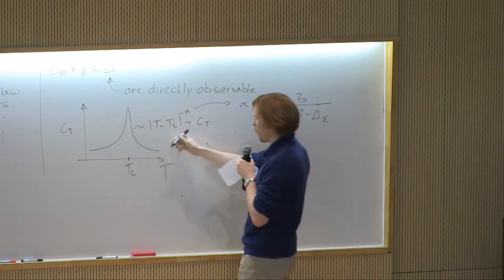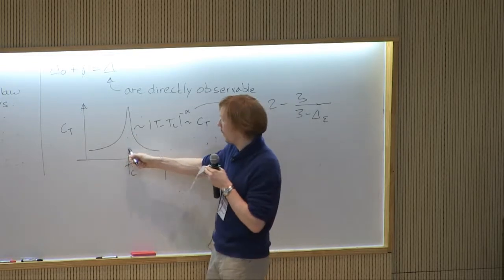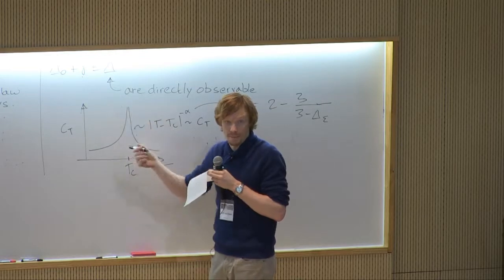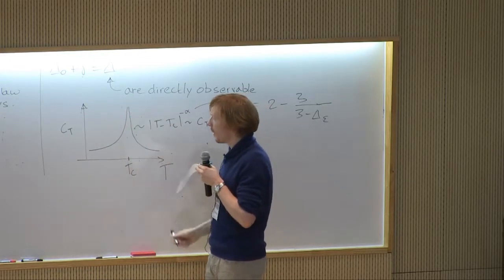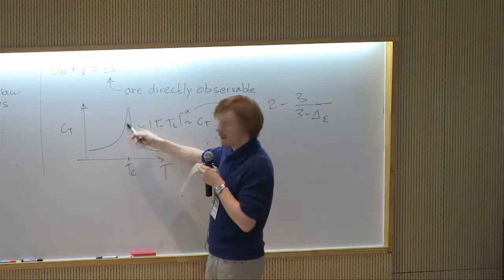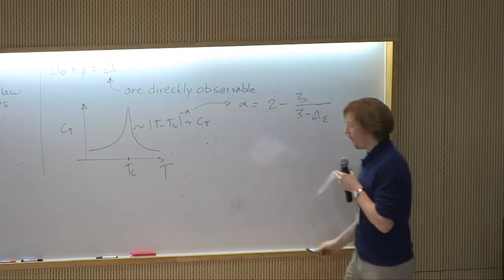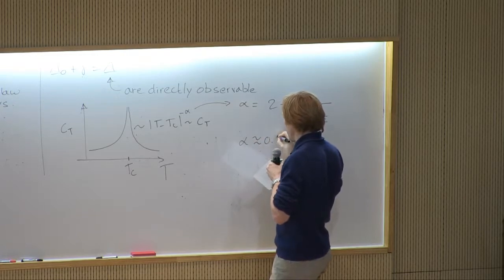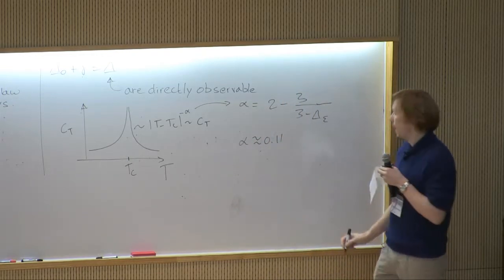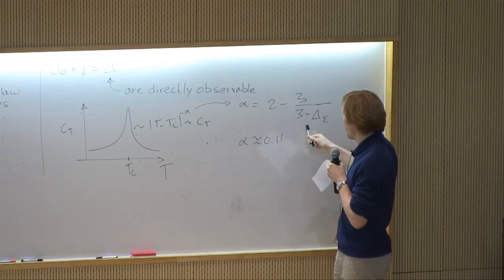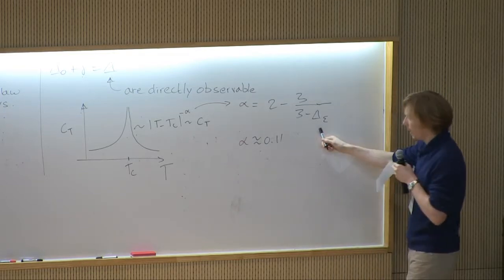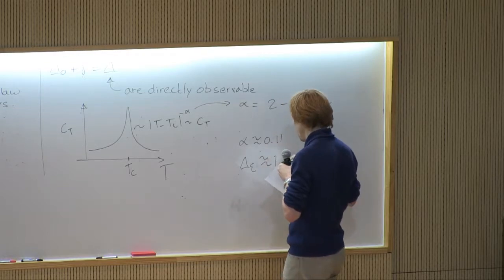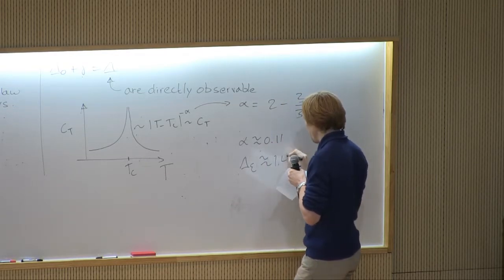So for example, you can do an experiment, you measure the specific heat. Of course, it will never exactly be infinity because you have finite size effects and you have all kinds of microscopic effects interfering. But you will see this power law, and you can fit a power to it. And you can measure, for example, that alpha is approximately 0.11. And that will tell you, at least in three space-time dimensions, that this delta epsilon, if you plug it in, should be approximately 1.41.